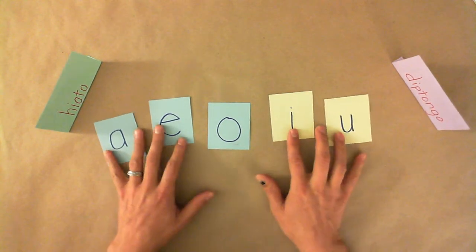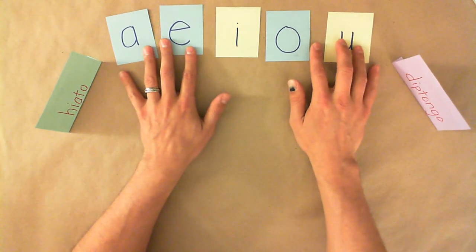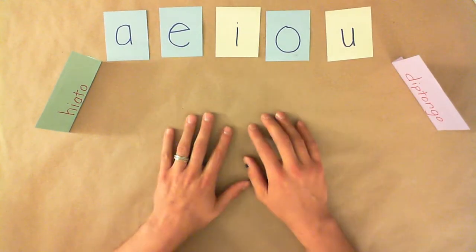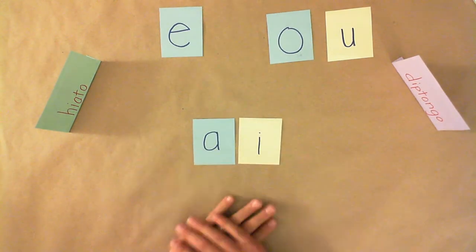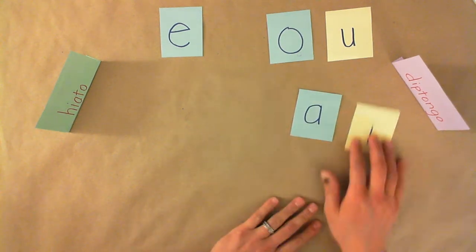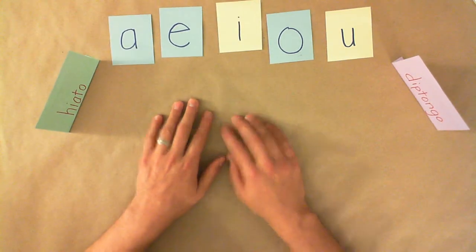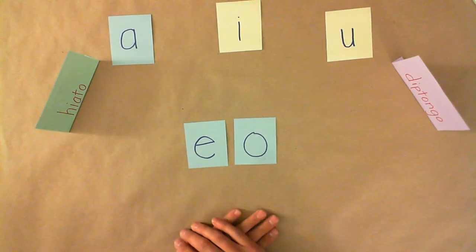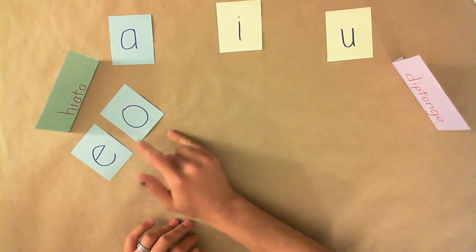Let me show you some examples. So we have A, E, I, O, U. And we can take the A and the I, put them together. Is this a diphthong or a hiato? This is a diptongo because we have a weak vowel in it. What about this combination? This is hiato because we have two strong vowels, E and O.